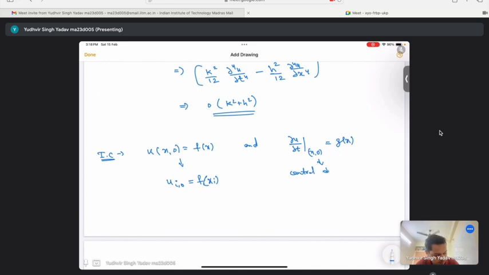So this is like a derivative initial condition. As we have seen the derivative boundary condition, similarly now we have a derivative initial condition. So using a central difference formula, we will have (u_{i,j+1} - u_{i,j-1}) divided by twice of k equals g of x_i.